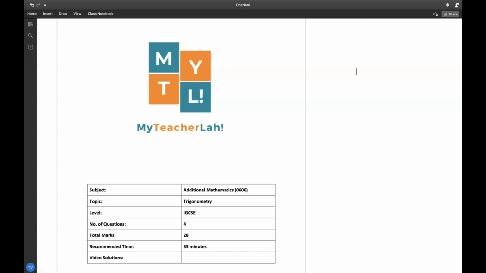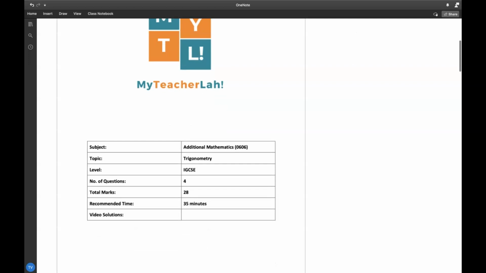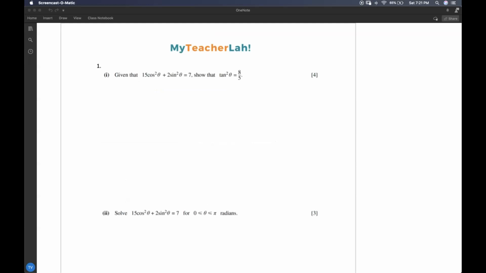Today's topic is on trigonometry. These are some compilations of past year exam questions, and we have about 4 questions that we're going to look into in today's session. You will be getting all the available answers, and the documentation will be provided for you to print out and work on at your own pace. Okay, so let's start with question number 1.